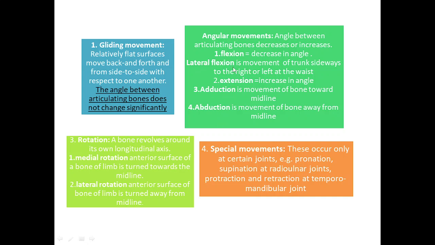Then lateral flexion is a spatial movement that occurs in the trunk, that is tilting toward the right or left side of our waist. Rotation is when a bone revolves on its own longitudinal axis. This is medial rotation in which the anterior surface is turned towards the midline, and lateral rotation in which the anterior surface of a bone is turned away from the midline. Then spatial movements occur at some particular joints. For example, pronation and supination at radioulnar joint and protraction and retraction at temporomandibular joint.